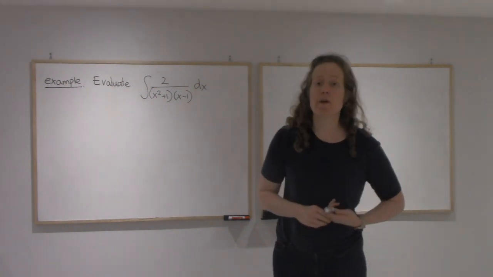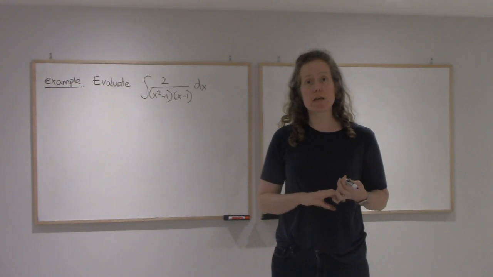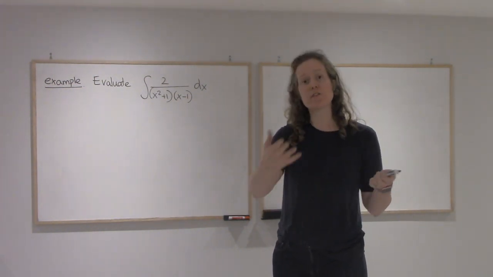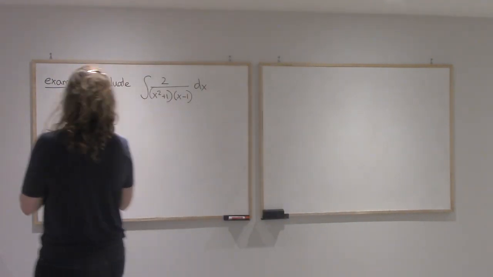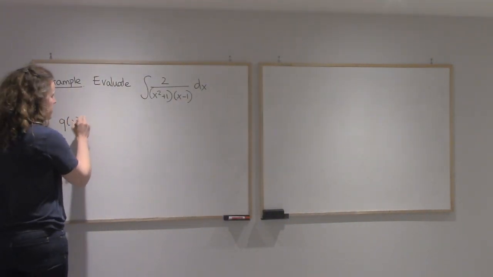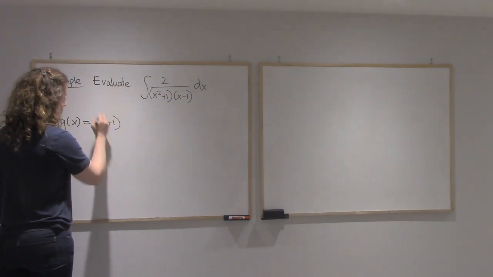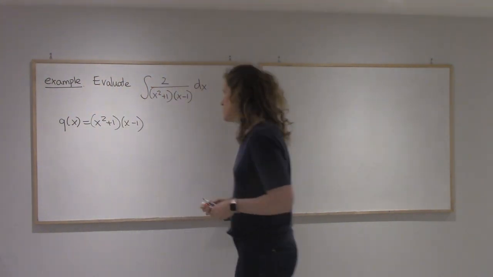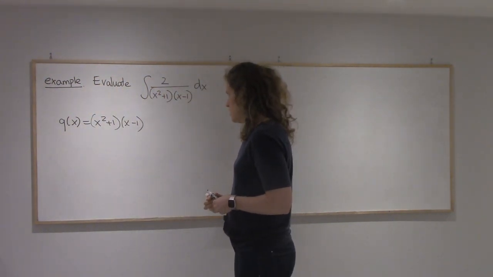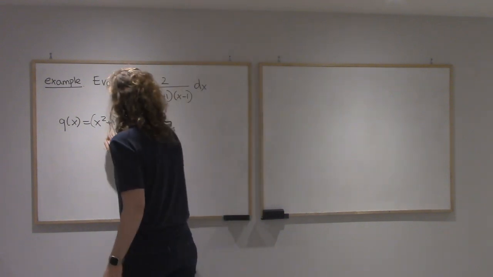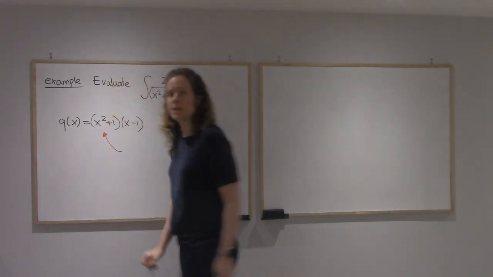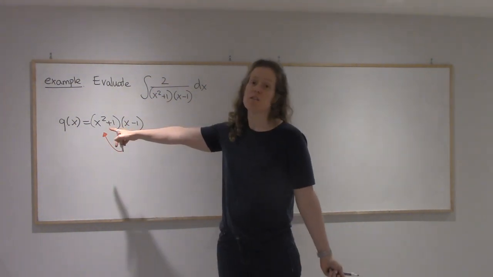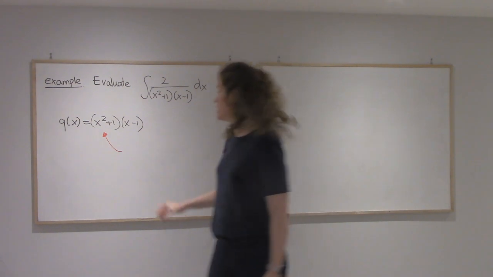For example, let's say we want to evaluate this integral using our method of partial fraction decomposition. Now the first step is to fully factor our denominator polynomial, and I get stuck. I get stuck because I cannot factor x squared plus 1.